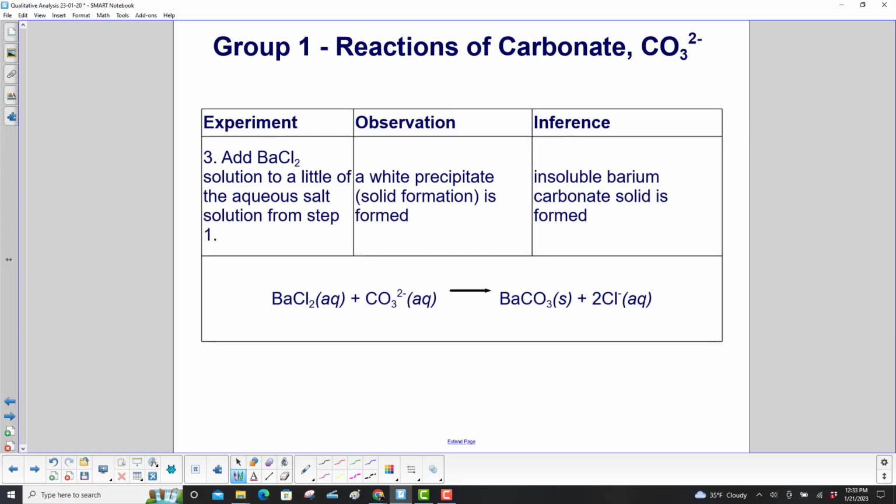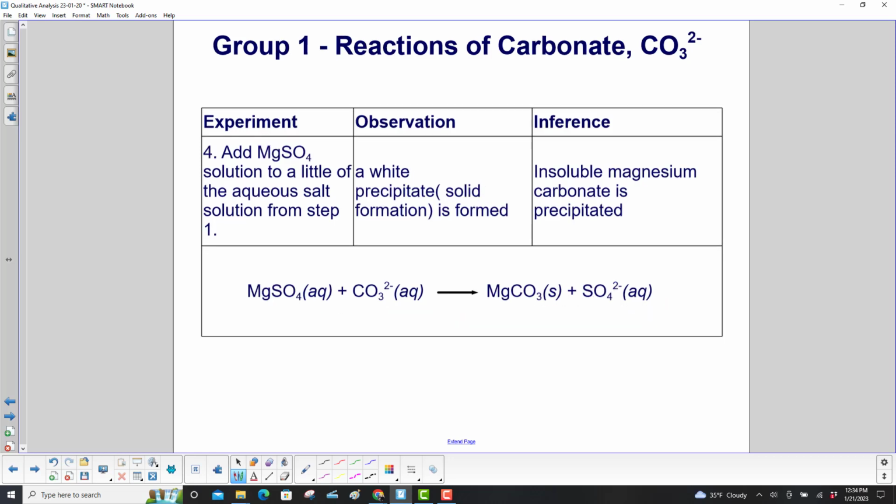Step 3. Add barium chloride solution to a little of the aqueous salt solution from Step 1. Observation: a white precipitate, a solid formation, is formed. Inference: insoluble barium carbonate solid is formed. And here's our equation for that. 4. Add magnesium sulfate solution to a little of the aqueous salt solution from Step 1. Observation: a white precipitate, solid formation, is formed. Inference: insoluble magnesium carbonate is precipitated. And here's what's going on here.